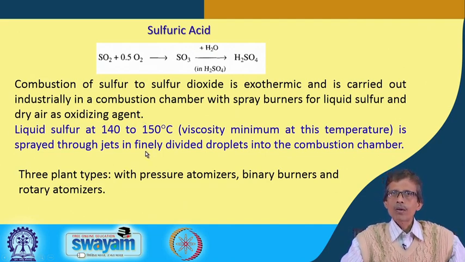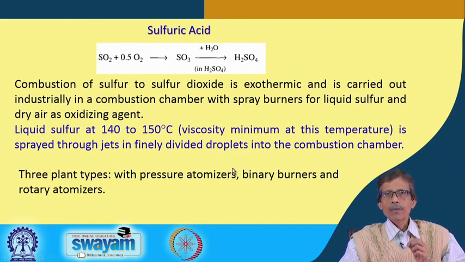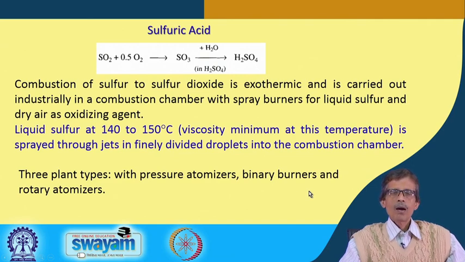that liquid sulfur, not at a very high temperature, but at a temperature of 140 to 150 degrees centigrade, because at that particular temperature it reaches a minimum viscosity value, is sprayed through jets, very fine orifices. So, the supply line will have some small jets, and the jet is finally divided into droplets in the combustion chamber. So, the liquid sulfur is basically getting injected into the combustion chamber where it is being burned to form the corresponding sulfur dioxide.